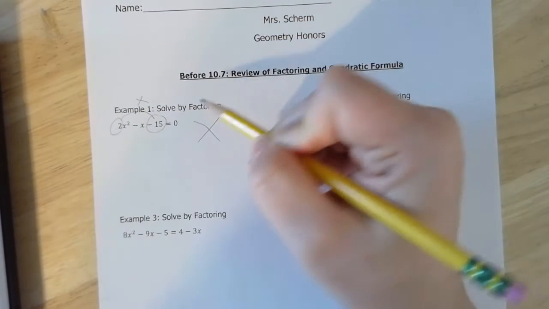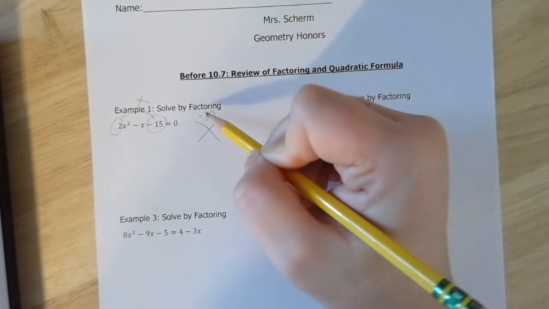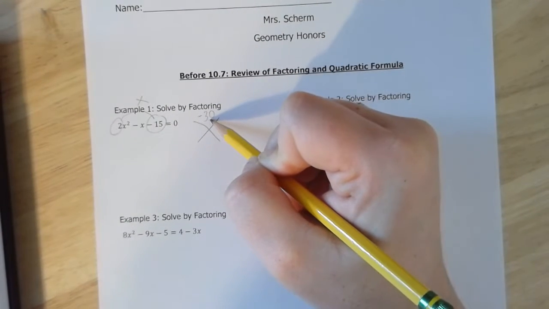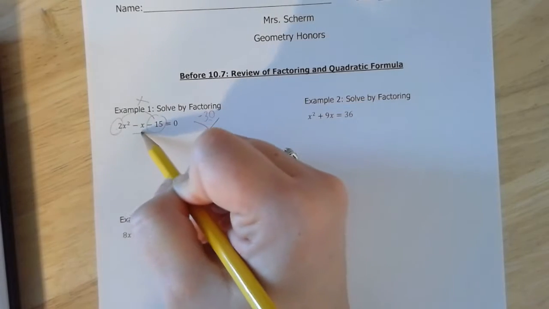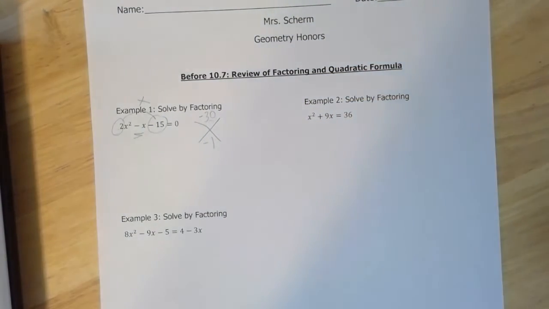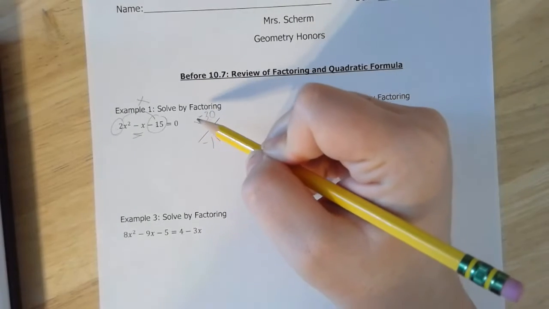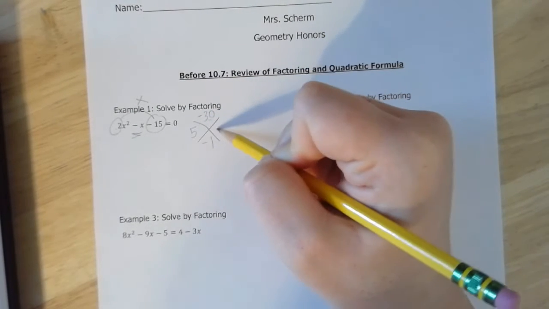2 times negative 15 is negative 30. We are looking for two numbers that multiply to negative 30 but add to this number right here in the middle, which is negative 1. So these are numbers you have to come up with: multiplying to negative 30, adding to negative 1. My numbers would be 5 and negative 6.